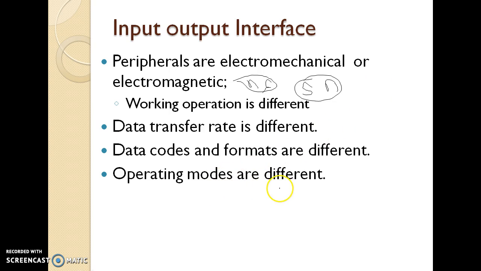And these devices also work in different operating modes. Most of these devices are serial in nature. For example, on a keyboard, you send the data in sequence, one after the other, whereas for a processor you probably may need the data in parallel format. So to resolve all these issues, an interface is connected between any type of peripheral and the CPU.